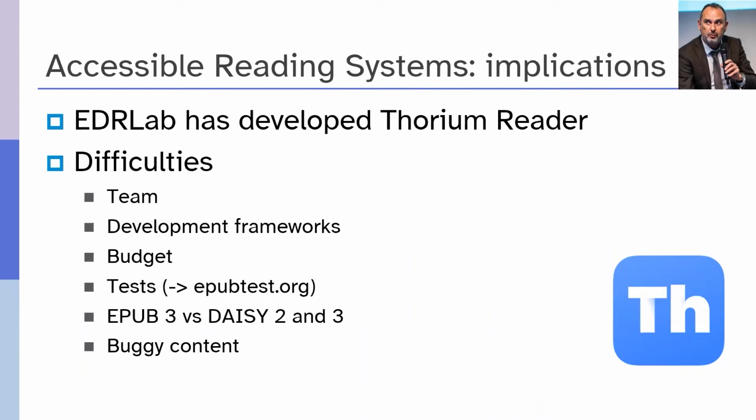And for example, in Thorium, we developed support for Daisy. And then the last thing, which is sometimes complex, is buggy content, buggy EPUB or buggy Daisy. Publications are very often very surprising, I would say. And it takes time to be sure that we can accommodate this buggy content with a proper user experience, especially when it comes to accessibility. And people can be totally lost because they don't have sight. So this was about the fundamentals of accessible reading systems.